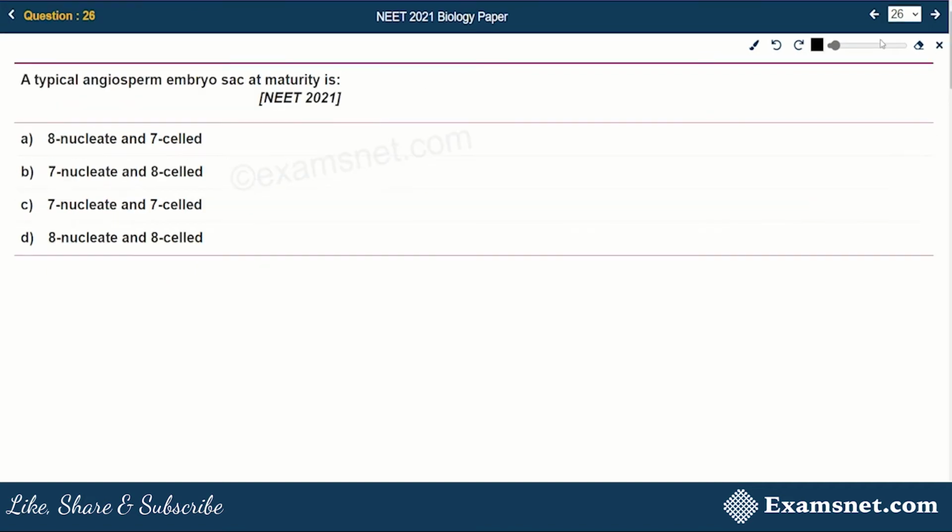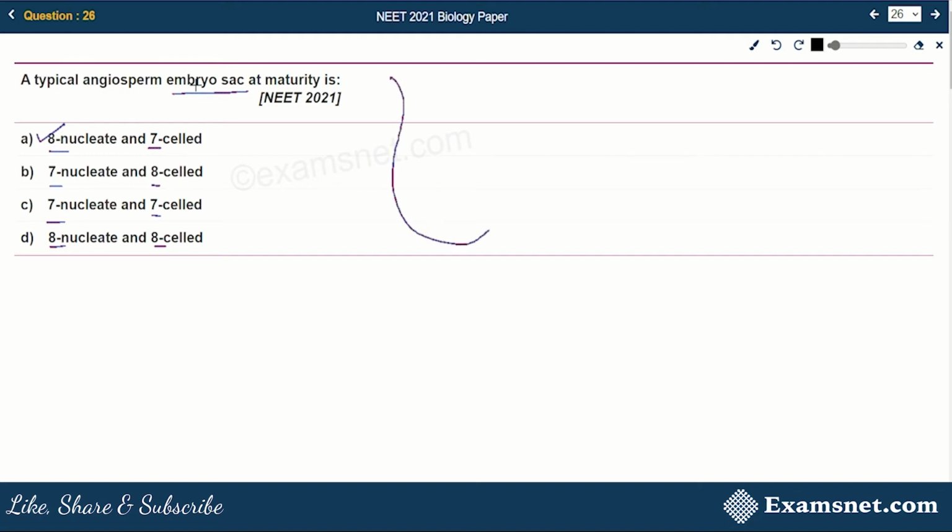Question number 26 is from the chapter Sexual Reproduction in Flowering Plants, class 12. And the question is, a typical angiosperm embryo sac at maturity is, and the options are 8 nucleate and 7 celled, 7 nucleate and 8 celled, 7 nucleate and 7 celled, and 8 nucleate and 8 celled. So the correct option is option A, that is 8 nucleate and 7 celled. So let's see what is an embryo sac.